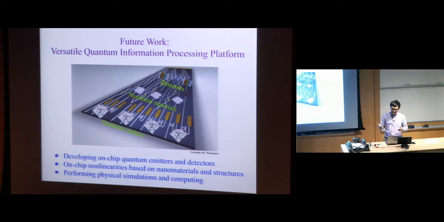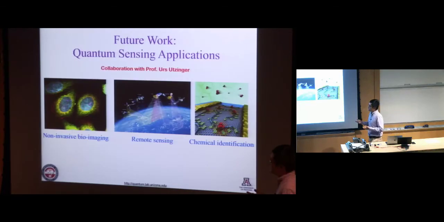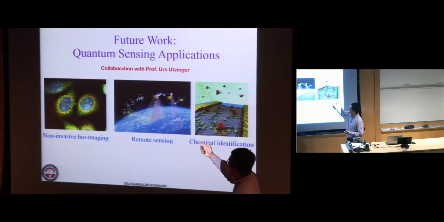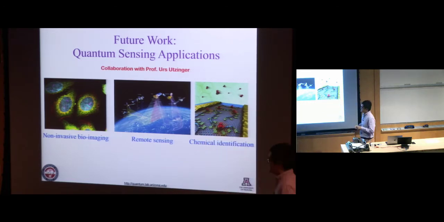And now you can use a miniaturized quantum platform or quantum information processing platform for multiple applications. For example, we have some ongoing collaboration with Urs Oettinger in BME. So we try to look at the possibility of using entangled photons to improve the sensitivity or resolution, or to reduce the illuminating power for bioimaging systems. And you can also apply that to, for example, spectroscopy, or to identify the chemical composition of materials.